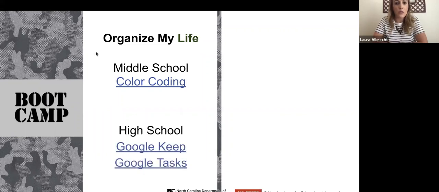For high school, Google Keep and Google Tasks is really nice. Google Keep is basically like digital sticky notes. You can also put to-do lists on Google Keep, but Google Keep can also be collaborative. So students can share their sticky notes with you and you can make comments on those. Tasks is kind of like a checklist and it's enabled through Gmail. Both of these you can get as apps on your phone.